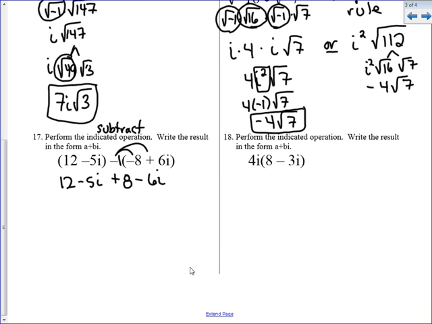And then you need to combine like terms. Real terms are like, imaginary terms are like, real terms always go first. So I have 12 plus 8 is 20. Negative 5i minus 6i is negative 11i. I can't combine real terms with imaginary terms. Real's got to come first, and it's in the directions, right in the form a plus bi. So that's it.